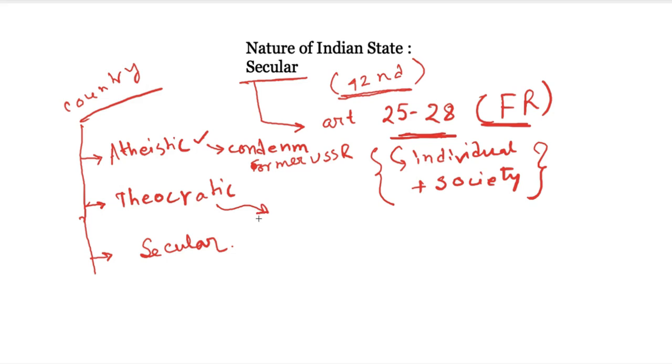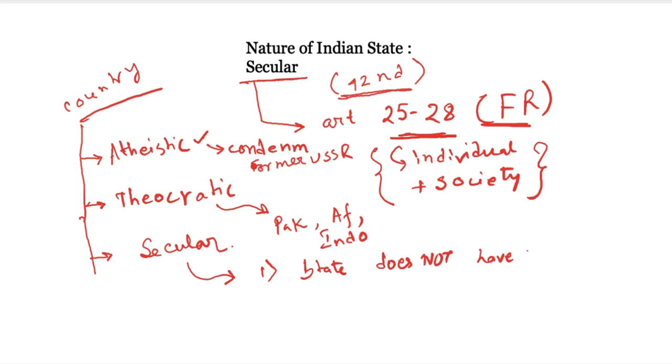In a theocratic state, the country upholds a particular religion. Examples are Pakistan, Afghanistan, Indonesia. A secular country does not have any religion and is equally respectful to all religions. So the first characteristic is that the state does not have any religion. Second is equal respect for all religions.